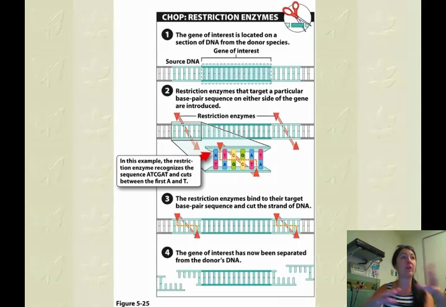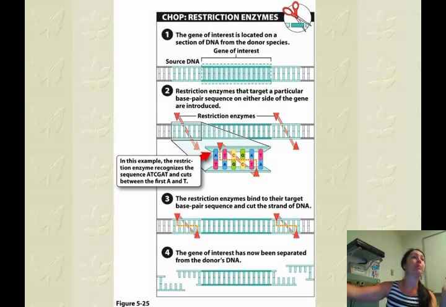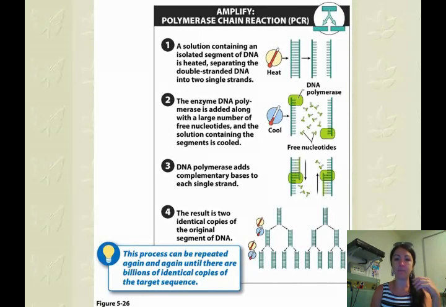So notice that we've cut that DNA out, and so the gene of interest has now been separated from the donor, and it's ready to be put into the bacterial DNA. So that was one of the steps. Now notice it's a second step, but it doesn't happen in every one of the experiments that we do.